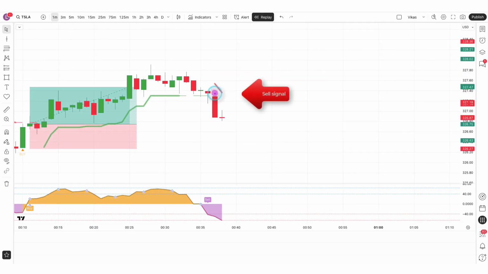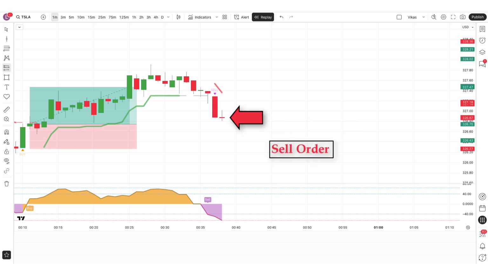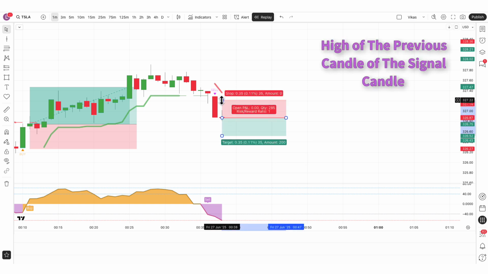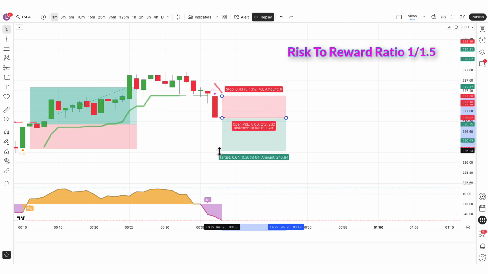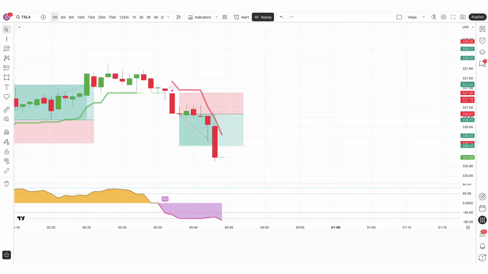Here the ultimate indicator gives us a sell signal. Here the angle attack indicator shows a mauve area. Here the market has made a bearish candle to give confirmation. So all our conditions are being fulfilled, so we are placing an order to sell. Our stop loss is to be placed at the high level of the previous candle of the signal candle. And the risk to reward ratio will be 1:1.5. We have won this trade.